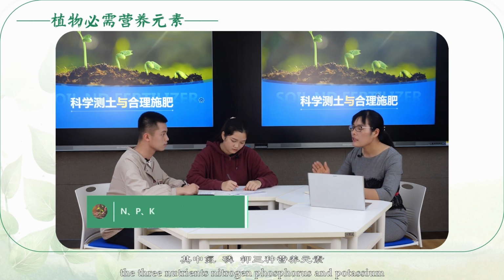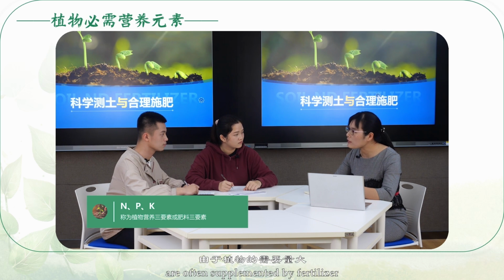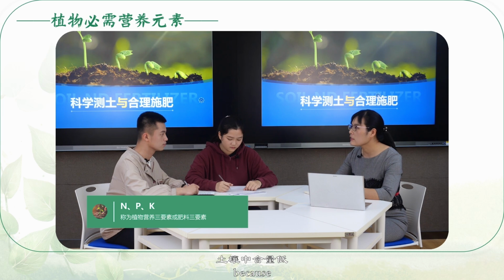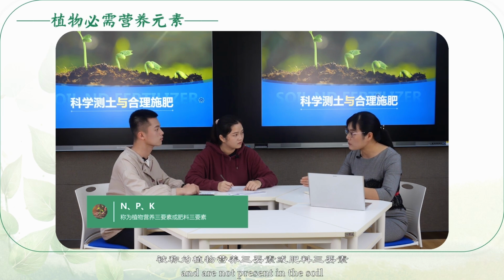The three nutrients, nitrogen, phosphorus, and potassium, are often supplemented by fertilizer because they are needed in large quantities by plants and are not present in the soil in sufficient amounts.